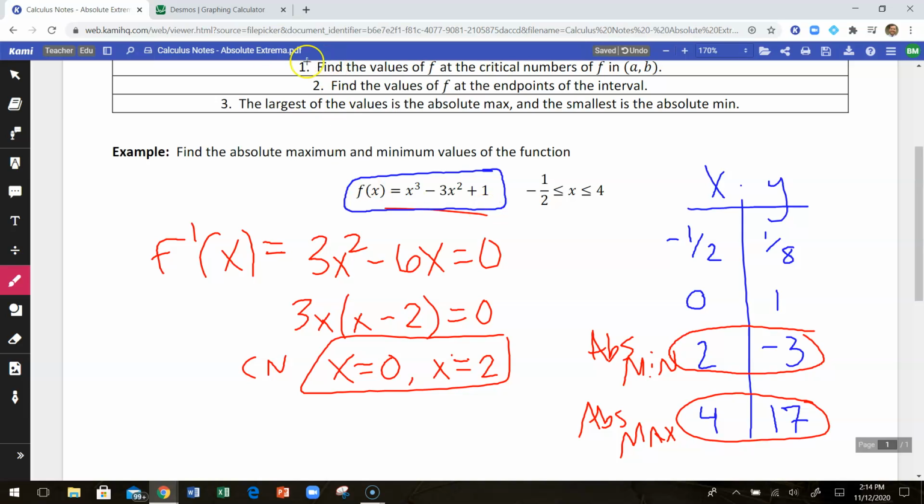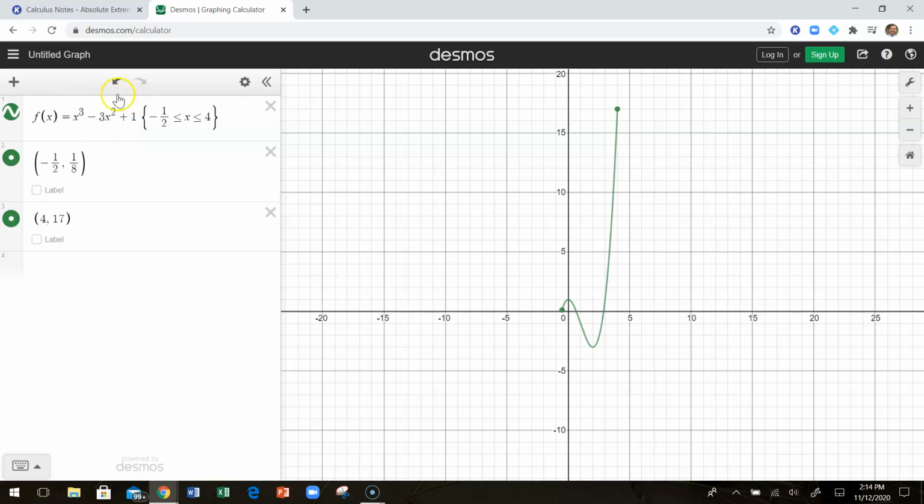Now I've gone ahead and graphed this in Desmos just to show you what this looks like. Here's our graph, x cubed minus 3x squared plus 1, only over the interval from negative 1/2 to 4, which is what you see here. I have the endpoints highlighted, negative 1/2, comma 1/8, and 4, comma 17. But we can also highlight those critical numbers, which were at 0, comma 1, and at 2, negative 3. And I have all those points listed there.